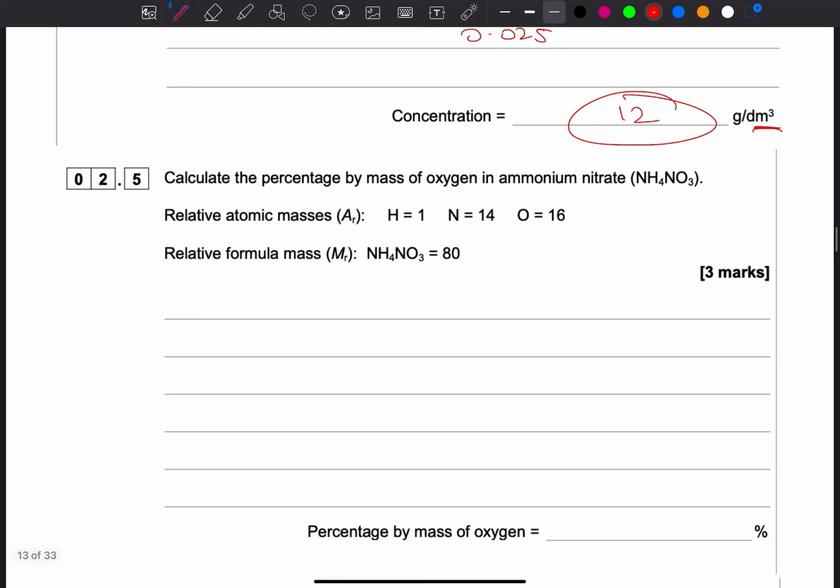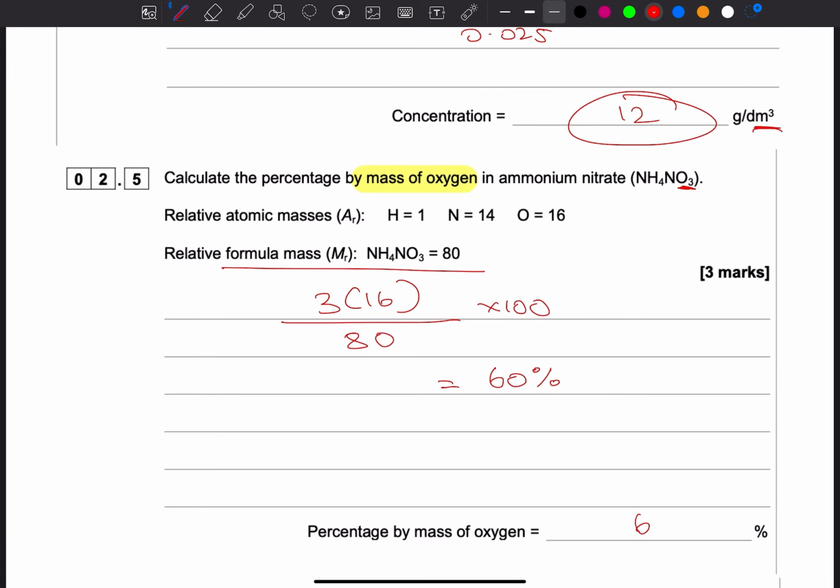Next one, they want the mass of oxygen in there. So how many oxygens are here? 3 oxygen. 3 times oxygen is 16 divided by the relative formula mass, which they gave to you, so you don't have to work it out. Times it by 100. 60%. Okay.